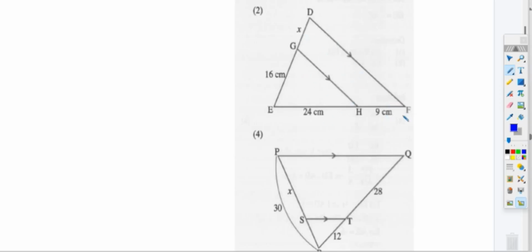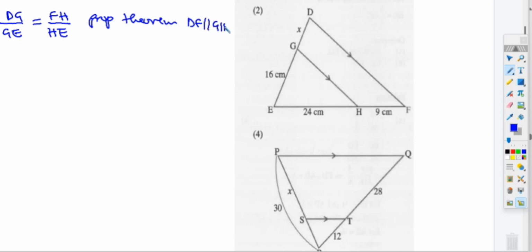We have a pair of parallel lines here, so we can talk about proportion. So, stating the proportionality theorem there, we have that DG over GE is equal to FH over HE. And the reason there, prop theorem with GF parallel to GH.